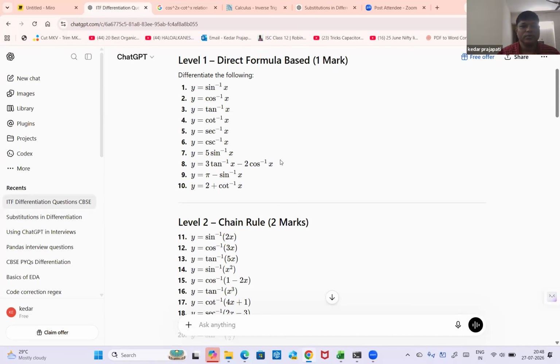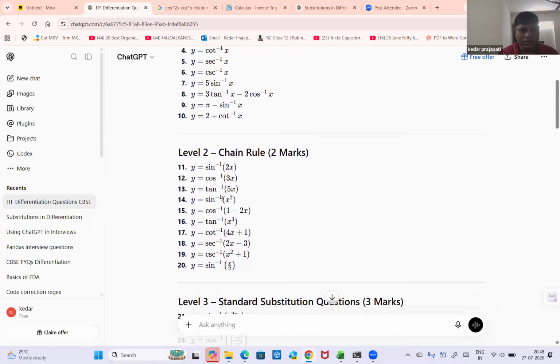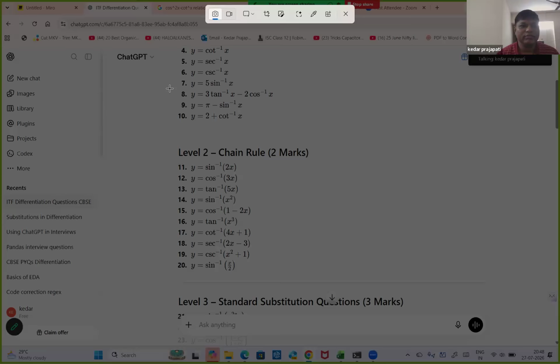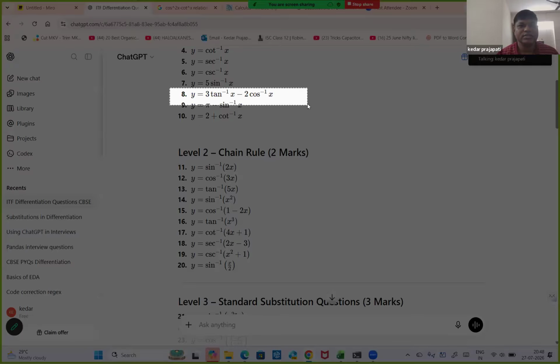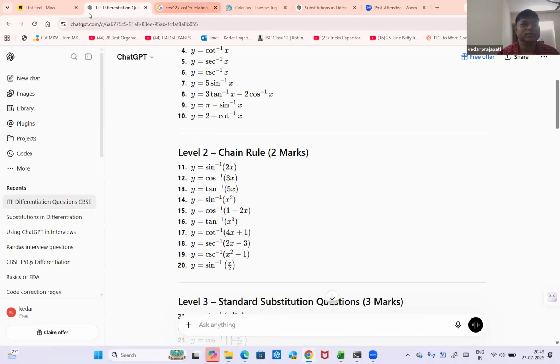Now, I hope you can do all these things. Can we do cos inverse? Or we can do 8th. I want to do 8th first. Okay.